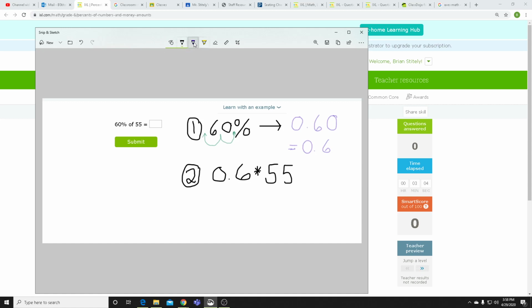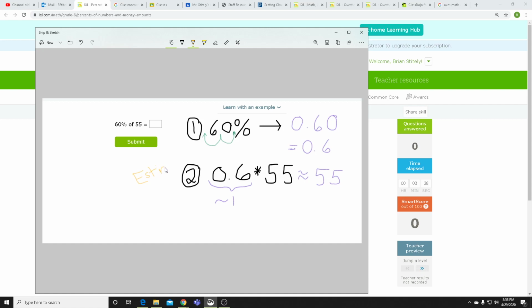Well, our estimate here, let's see, 0.6 is pretty close to 1. We'll say it's about 1. So our estimate is going to be about 1 times 55, about 55. Okay, so this is our estimate here. Let me write that. Estimate.